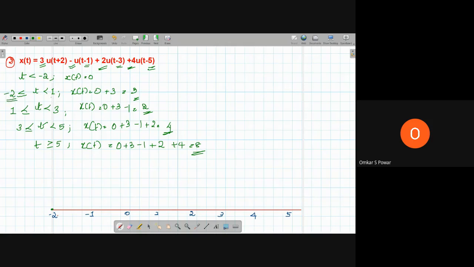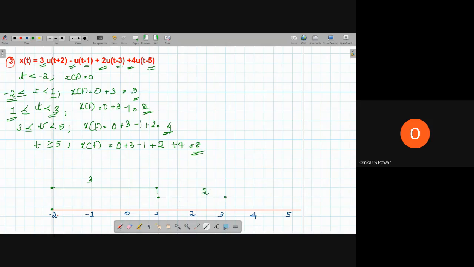From minus 2 to 1, the value is 3. So minus 2 to 1, the value is 3. So let us plot this one. Then what we have got, we'll write here. It is 3. Then 1 to 3, the value is 2. So from 1 to 3, the value is 2. So how to plot that? From 1 to 3, the value is 2.